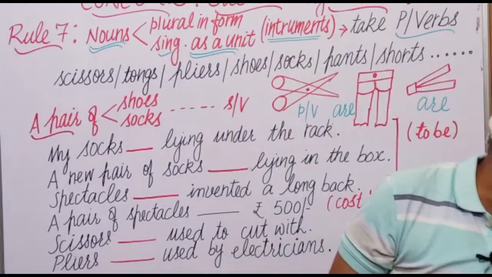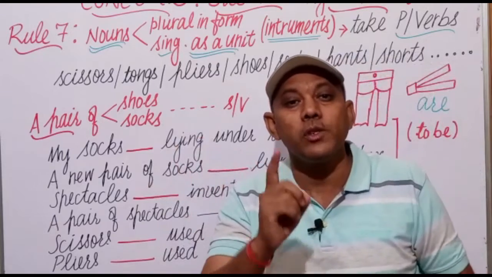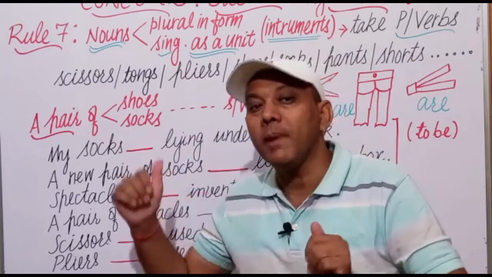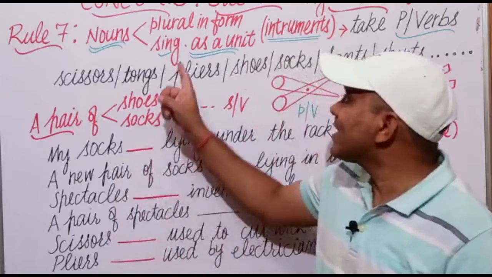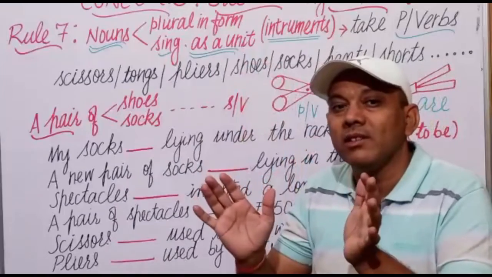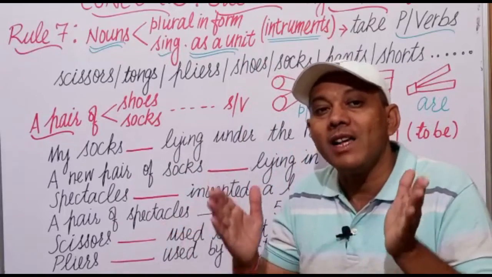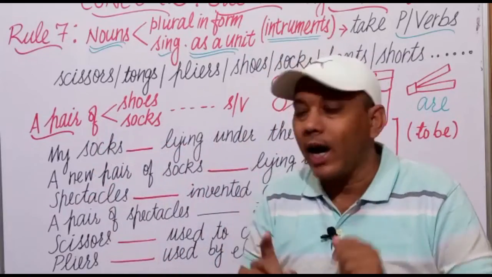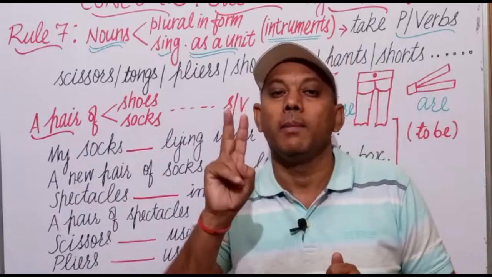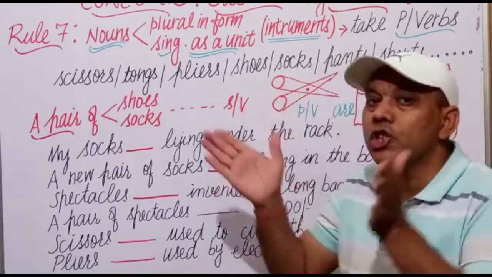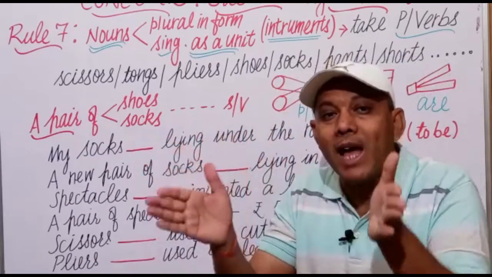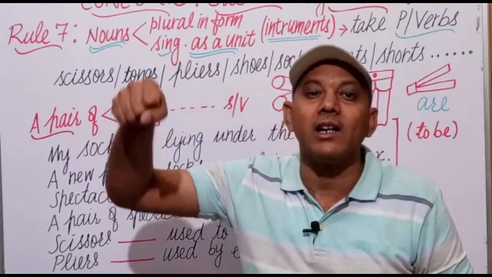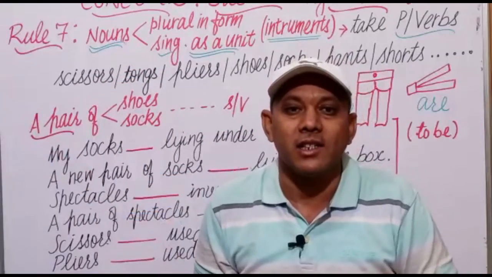As you know, pliers is an instrument used by electricians. But can we use "is" with pliers? No. Pliers is an instrument. Is it right? No. Pliers are used by electricians. Pliers also has two blades. In this way, they are used together. Pliers are used together to cut a wire or to hold a wire firmly by the electrician.